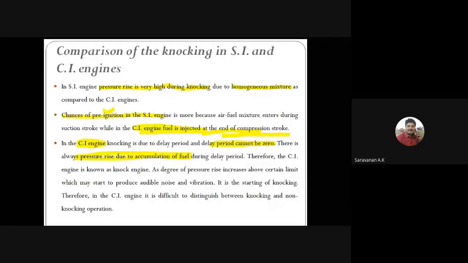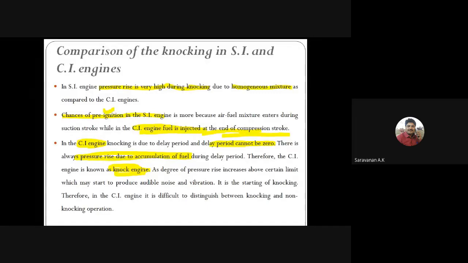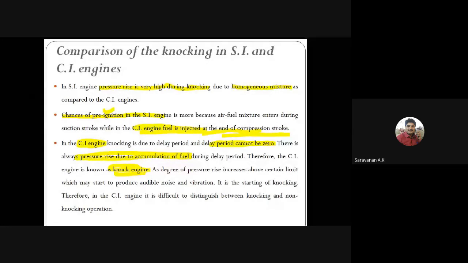So the CI engine is also called the knock engine. The CI engine is also called the knock engine, right? This term you have to remember, right?